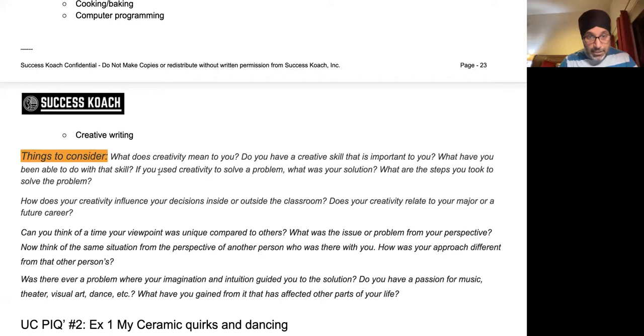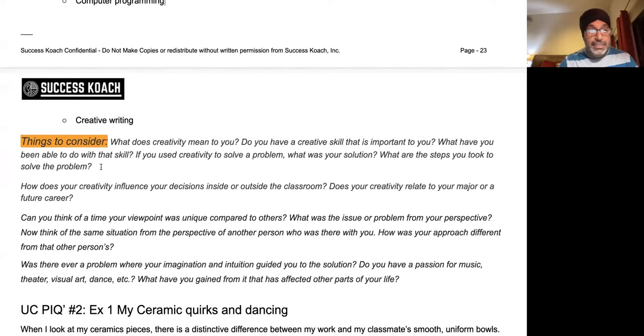What I liked over here was, what does creativity mean to you? Do you have a creative skill that's important? What are the steps you took to solve a problem? Very well, your creativity could be just solving a problem. Okay, a problem could be about the band not being able to make it on time, and you were able to make some changes to make things happen. Creativity could be a robotics project going down, like that student talked about. It can be a lot of things.